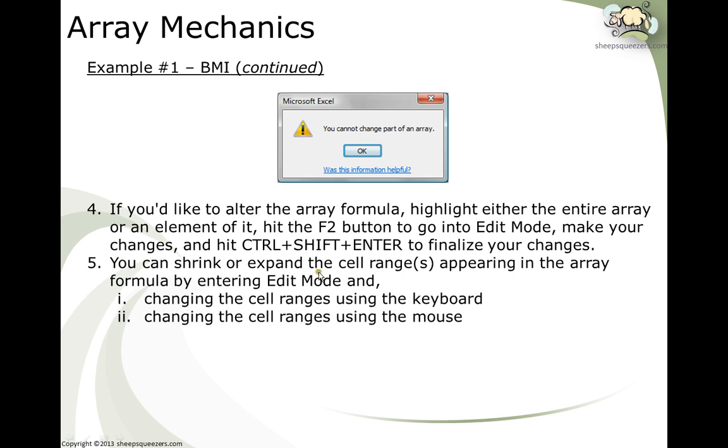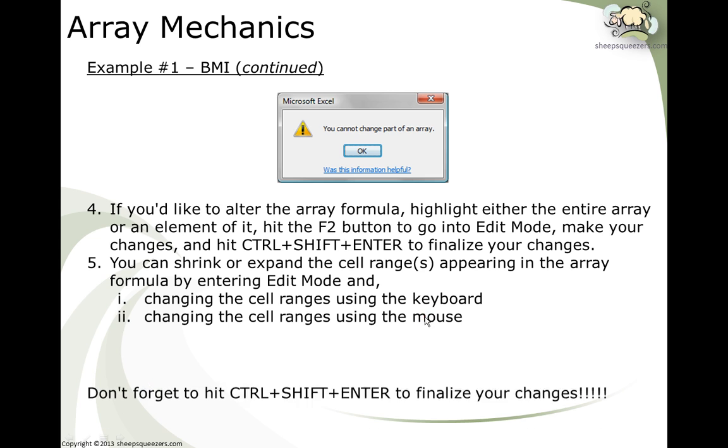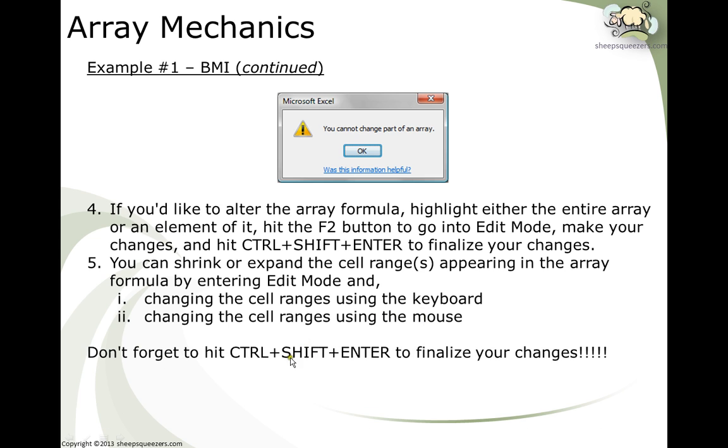You can shrink or expand the cell range or ranges appearing in the array formula by entering edit mode and changing the cell ranges by using the keyboard, and you can change the 8 to a 9 or whatever, a 2 to a 7, whatever. Or you can change the cells by using the mouse, and you can move the ranges up and down using your mouse pointer. Don't forget to hit the Control, Shift, and Enter key to finalize your changes.